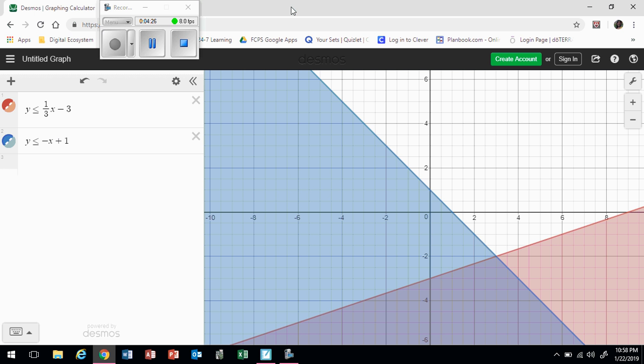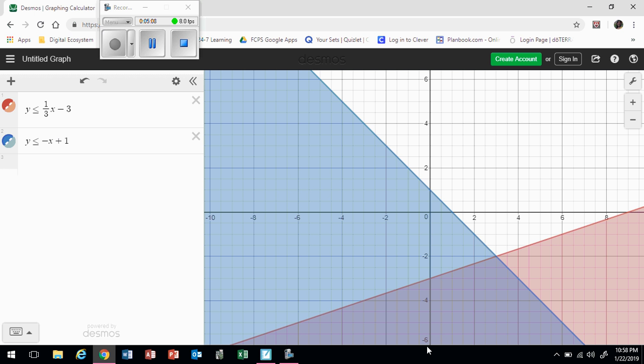When you're dealing with systems, a solution is when they share a shaded area. Any point within where they both share a shaded area would be a true statement. That means anything in this blue area wouldn't be true for your red, and anything in this red area wouldn't be true for your blue. But the area that they both share, which is this area right here, means this would be a true statement for both of these. You can pick any point within this shaded area, plug it back into both of these equations, and they would both be true.